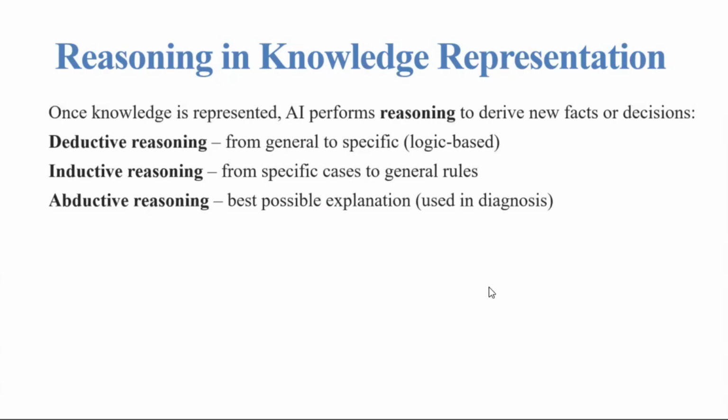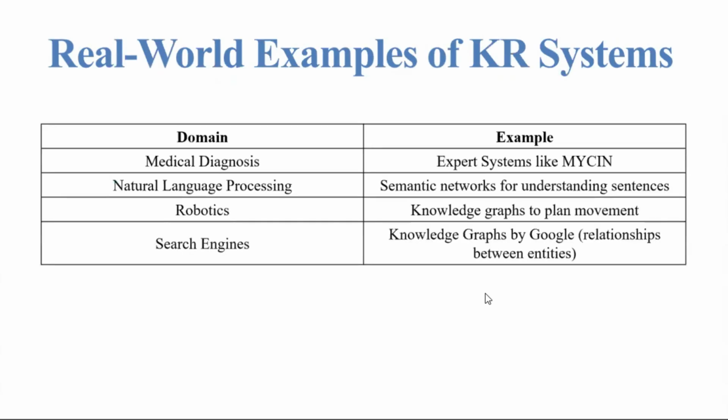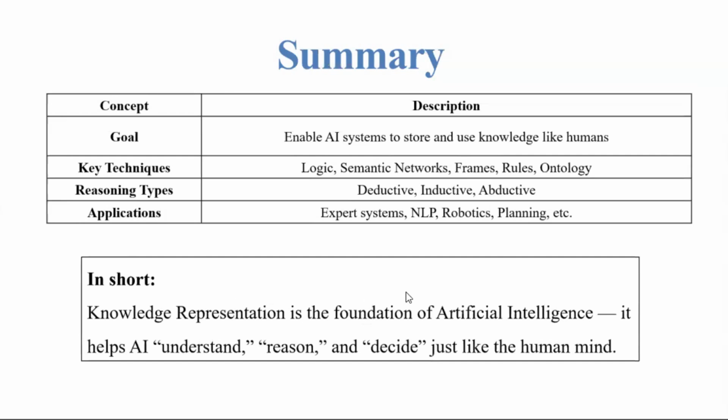Okay, so the next one. Some of the real world examples of KR systems are medical diagnosis, natural language processing, robotics, and search engines. In medical diagnosis, expert systems like MYCIN; natural language processing uses semantic networks for understanding sentences; robotics uses knowledge graphs to plan movement; and search engines use knowledge graphs by Google. These are some of the real world examples of KR systems. In short, knowledge representation is the foundation of artificial intelligence. It helps the AI to understand, reason, and decide just like the human mind.